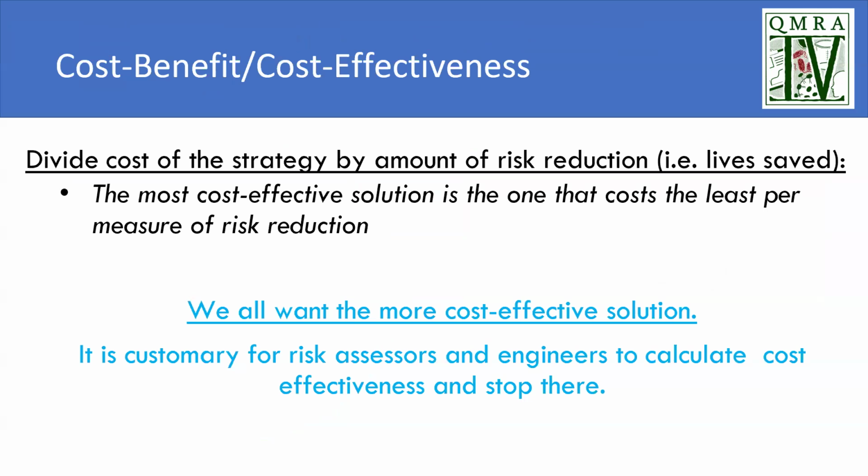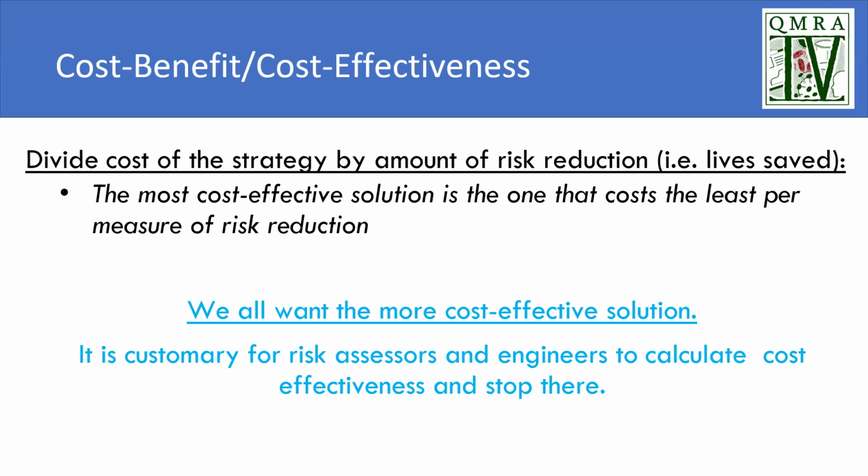Cost benefit or cost effectiveness is usually established for a risk management strategy by dividing the cost of the strategy by the amount of risk reduction. Risk reduction may be quantified using several different metrics, which were discussed in Dr. Gurian's module. For our example, we'll use lives saved as a risk reduction measurement. So the number of lives we can save is the way that we can describe the benefit of a particular risk management strategy.